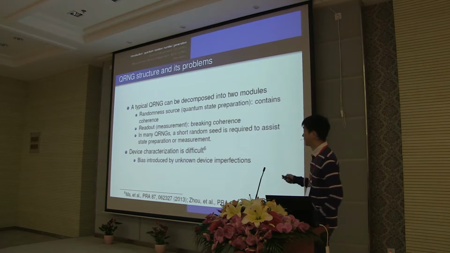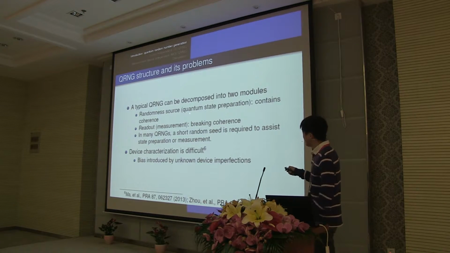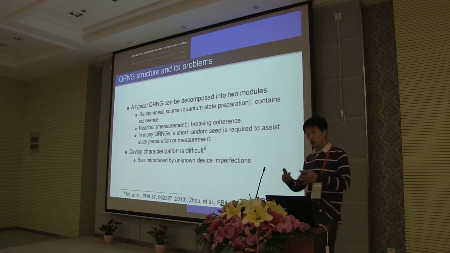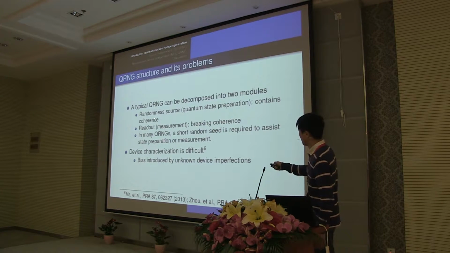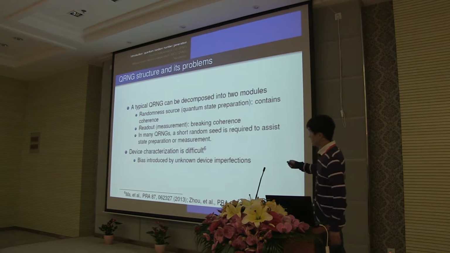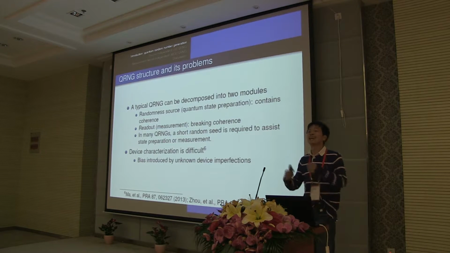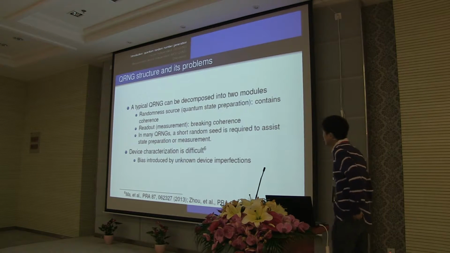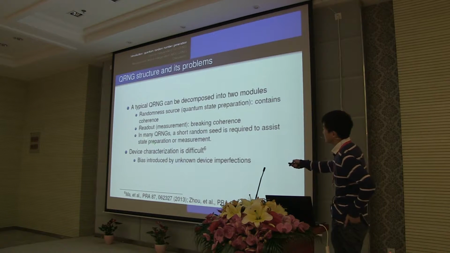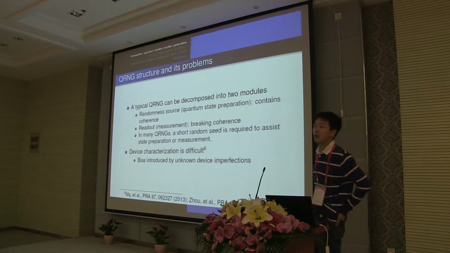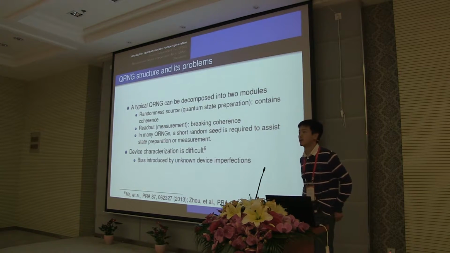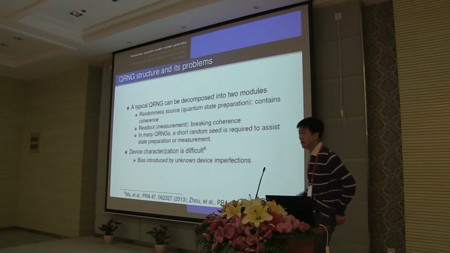So the randomness source, as we just introduced, must be staying in the superposition of two states. And it contains coherence corresponding to the measurement basis. And then the measurements will break the coherence so that you can get the randomness. Side remark: in many random number generators, a short seed is required to assist state preparation or measurement, like the one that we introduced in the previous talk.